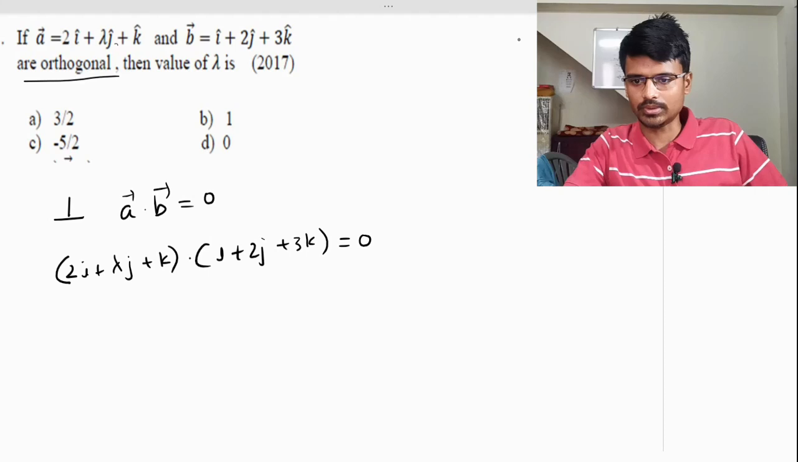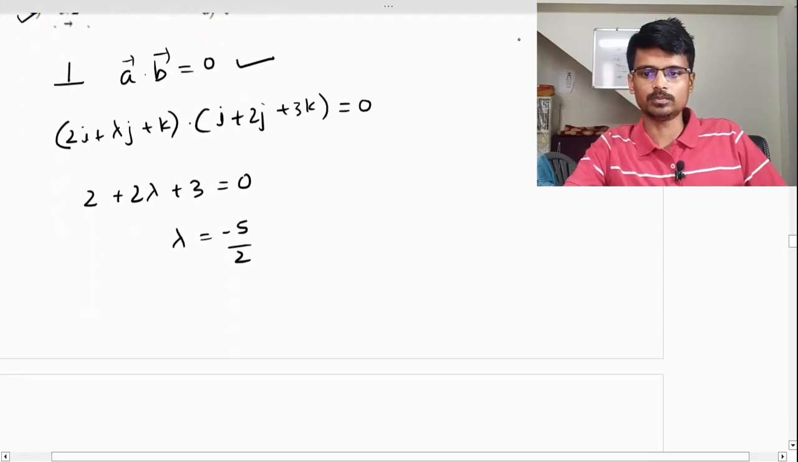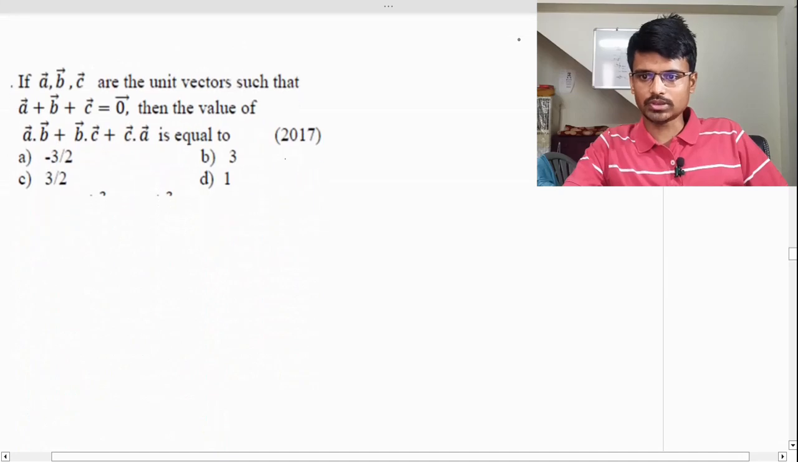Okay, so the dot product, I hope you remember how to find the dot product. Okay, you have done it in your board exams. 2 lambda plus 3. So my lambda is equal to minus 5 by 2. So correct answer is option C. So this was a very easy question. We just need to know that the dot product of two vectors that are perpendicular is equal to 0. Let's move to the next question.